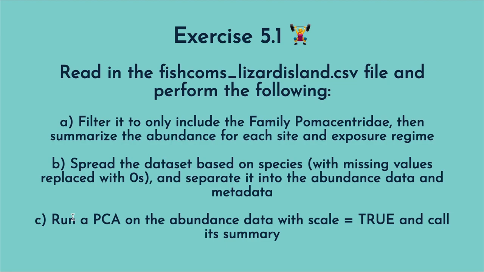Here are a couple of exercises that you can do. It uses the data set that is also on the companion page up on the link. It's called fishcoms_lizardisland.csv. You filter it to include the family Pomacentridae and then summarize the abundance for each site and exposure regime. You then spread the data set based on species, with the missing values being replaced with zeros, and separate it into the abundance data and the metadata. And then you can run a PCA on the abundance data with scale equals true and call the summary.